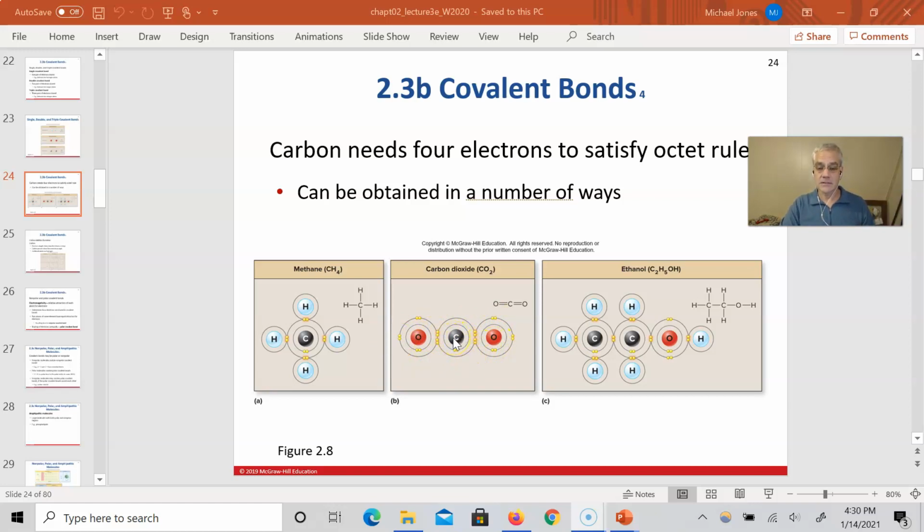Carbon does not pull as hard on the electron pairs as oxygen does, but this oxygen pulls on those electron pairs, and this oxygen pulls on those electron pairs. They pull in a straight line. They pull as hard as each other. And so this is a non-polar molecule.